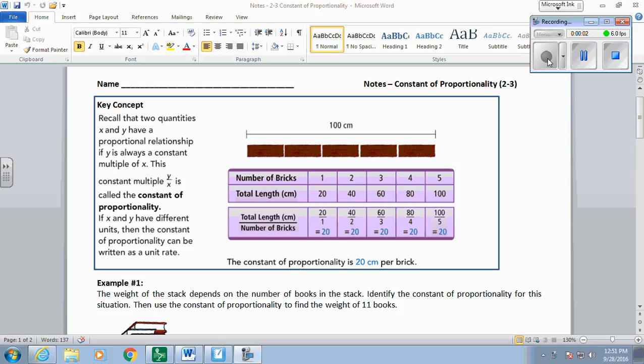Again, here we are. Notes: constant of proportionality, 2-3. We're looking at this word proportionality, really focusing on proportions for this entire topic.